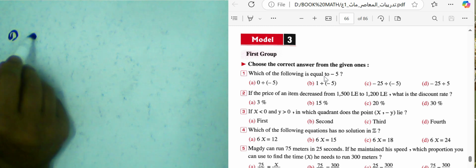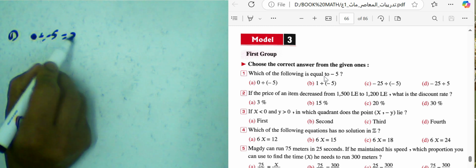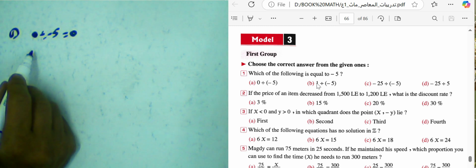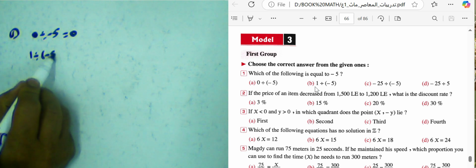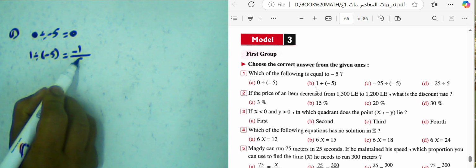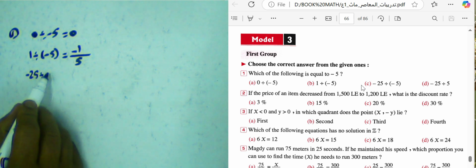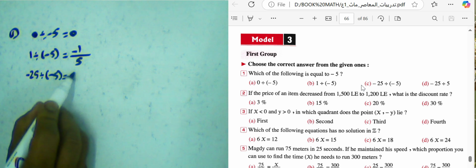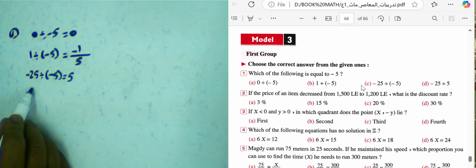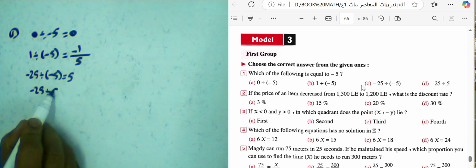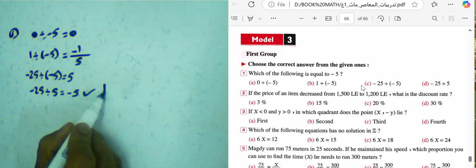Look with me. Letter A, 0 divided by negative 5 will be 0. Letter B, 1 divided by negative 5 will be negative 1 over 5. Letter C, negative 25 divided by negative 5 will be 5. And letter D, negative 25 divided by 5 will be negative 5. Choose letter D.